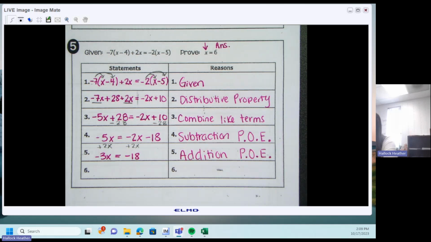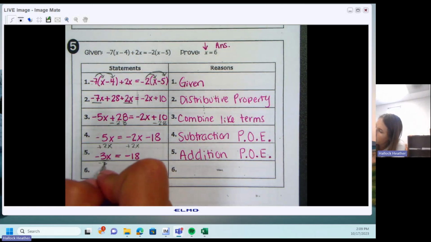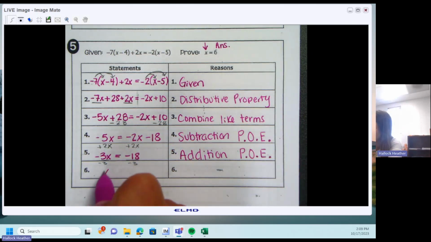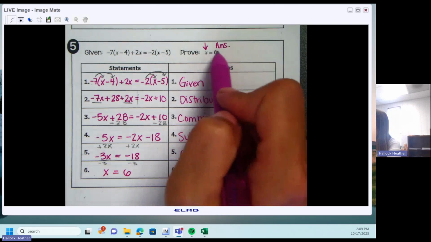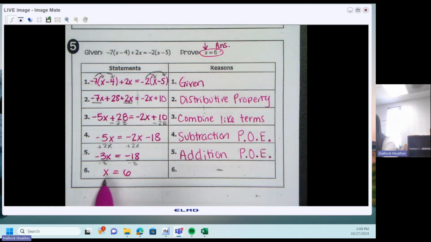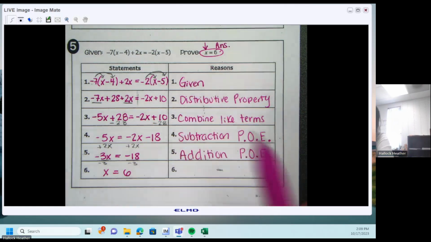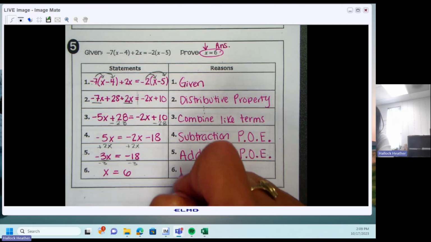And now last step, I would divide by -3 to both sides. So if I divide by -3, I get x equals 6, which is the answer that I got. Notice x is on the left, my number's on the right. That's the way I want it because that's the way the answer is provided. So this is division property of equality.